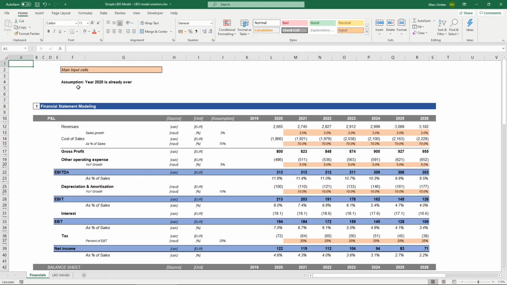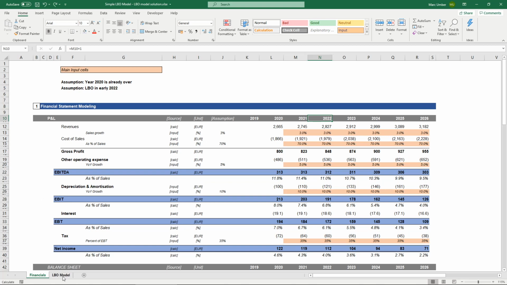This is the basic model that we set up in the first video, and we're going to assume that the LBO will take place in early 2022. So we're going to use the 2021 figures to basically have the last snapshot of financial figures of the company, and as of 2022 we will augment this model to make it an LBO decision-making tool.